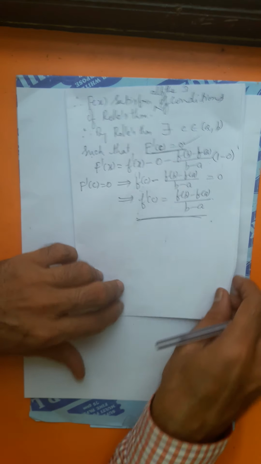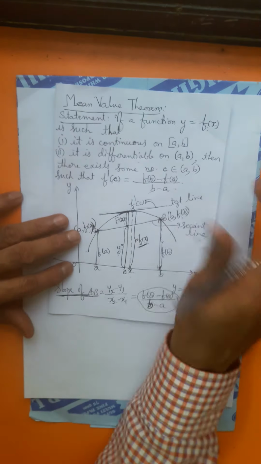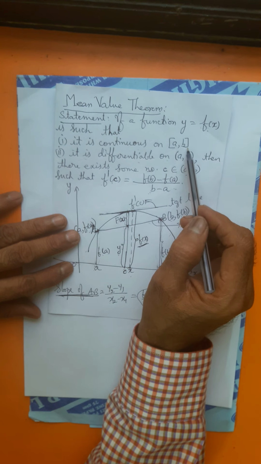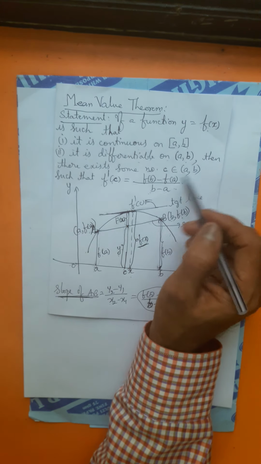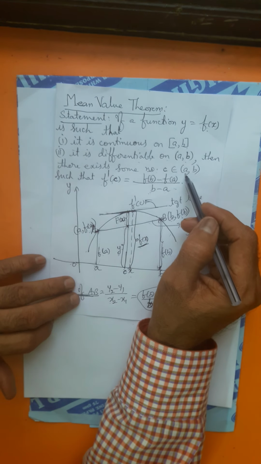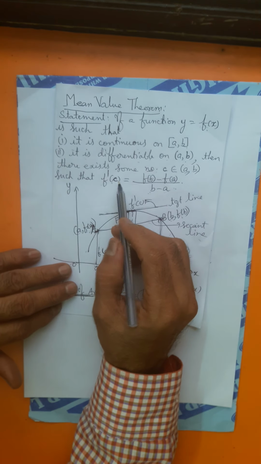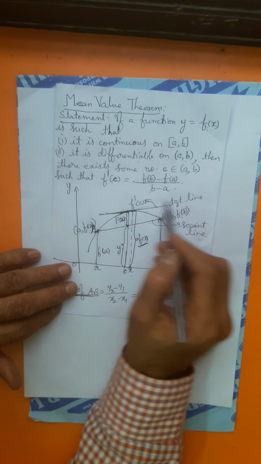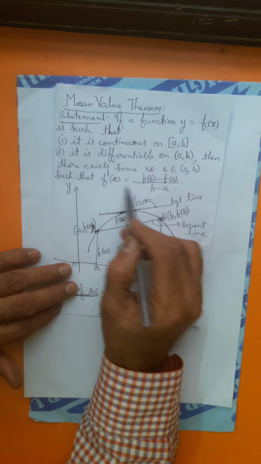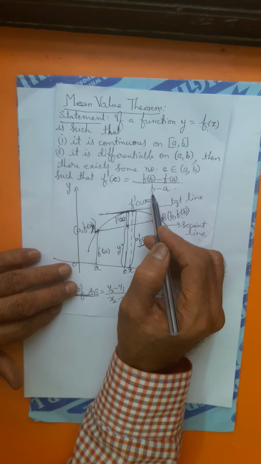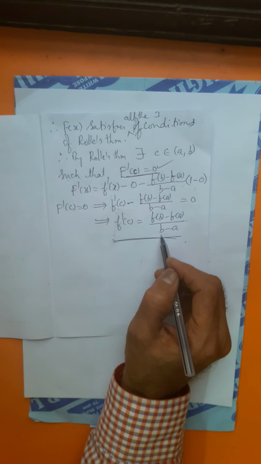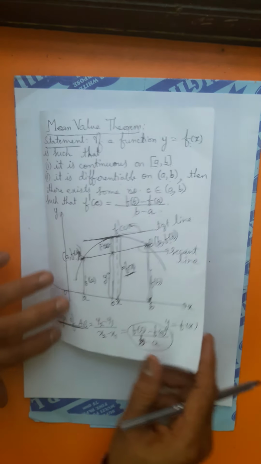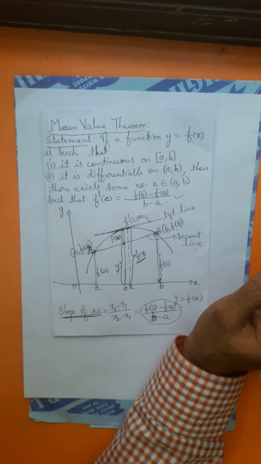Mean value theorem is that a function which is continuous in the closed interval AB, differentiable in the open interval AB, there exists a number C belonging to the open interval AB for which f dash C equals this. F dash C equals f of b minus f of a divided by b minus a. So we are landing there. This is our mean value theorem.